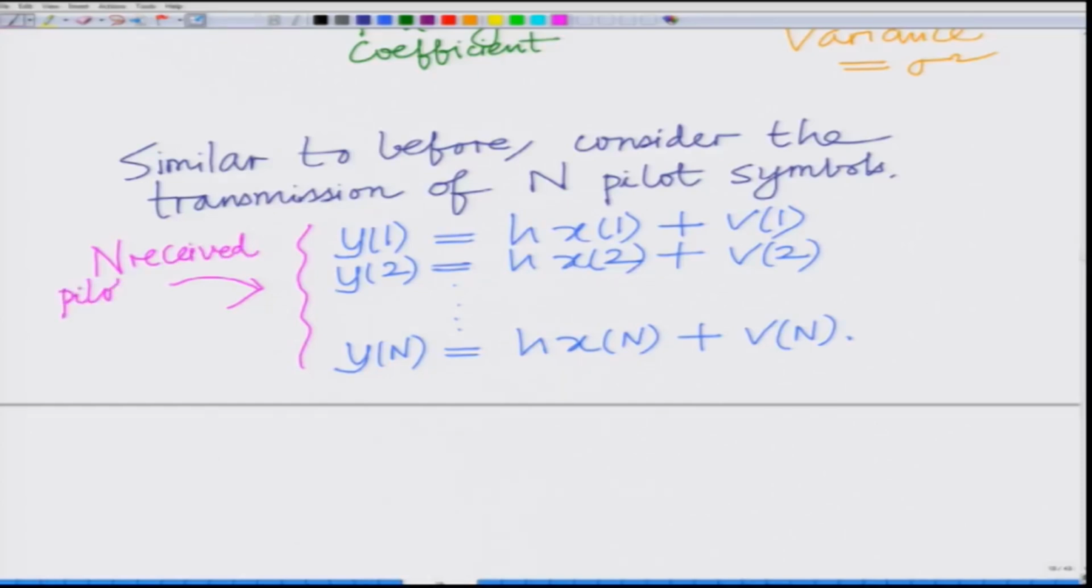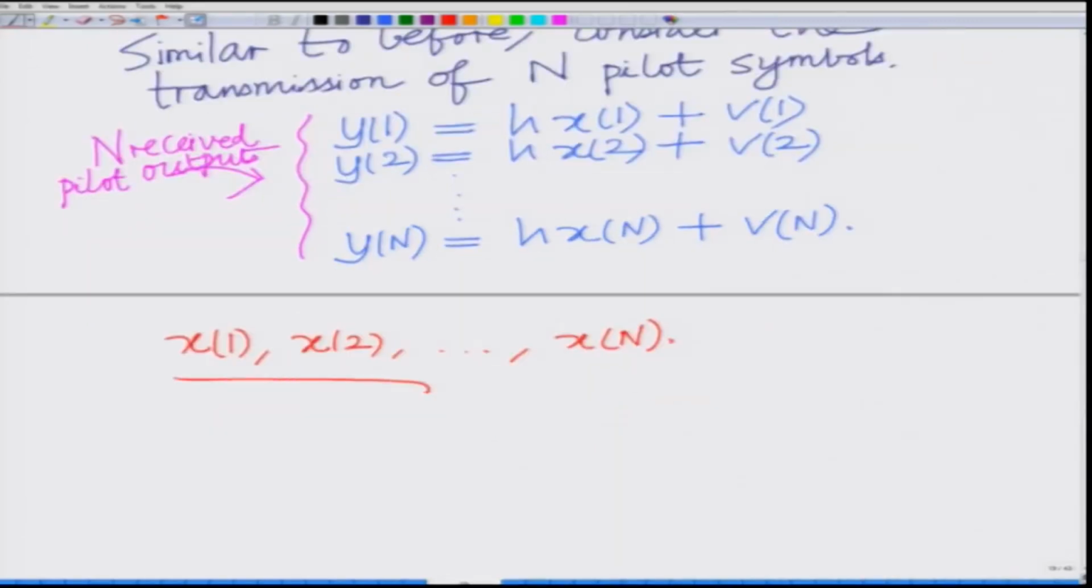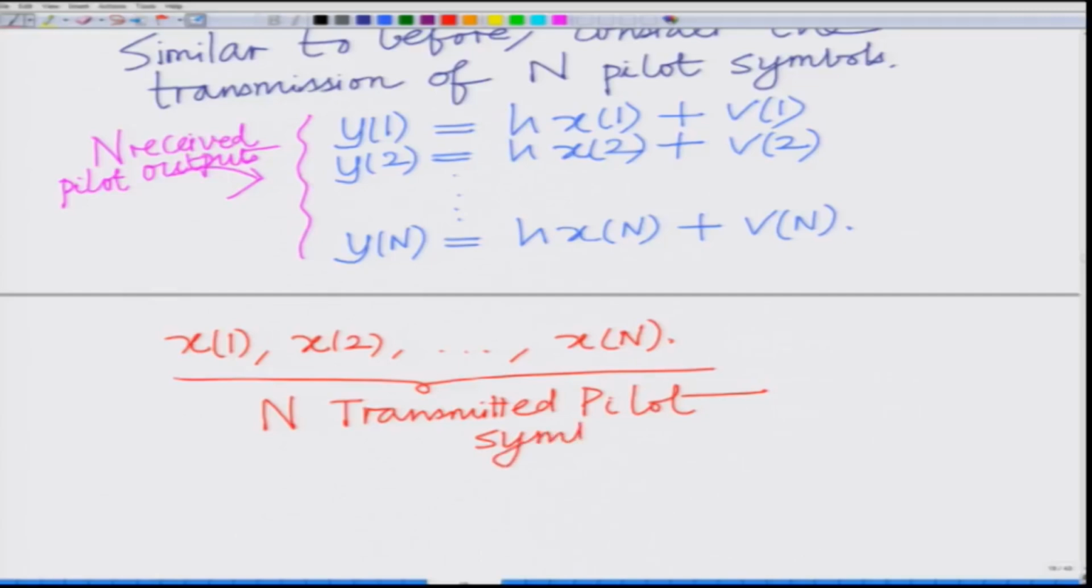These are the n received pilot outputs. x1, x2, xn are the n transmitted pilot symbols. What are these? These are the n transmitted pilot symbols.